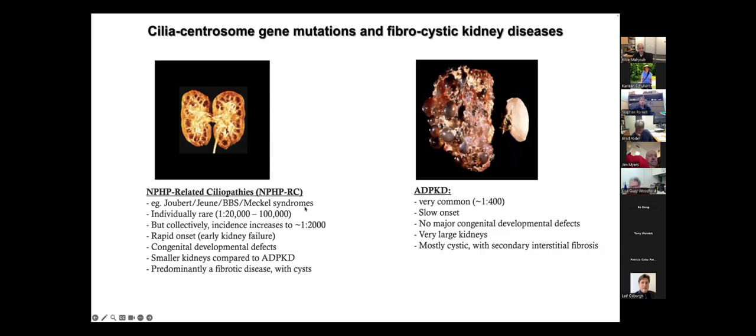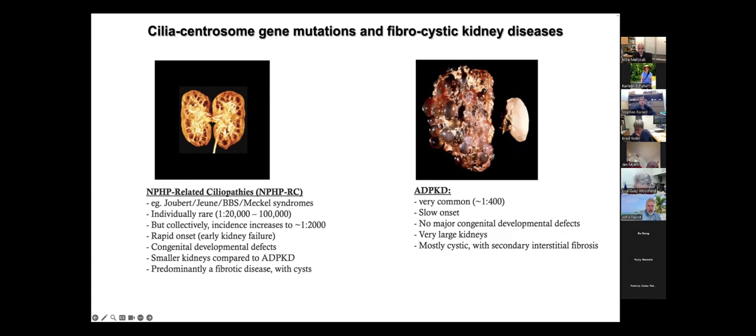So it's pretty common. Unlike ADPKD, which we all know is very slow and progressive, these diseases are very early onset. So clinically, they're much more severe. They reach renal failure very early, within the first or second decade of life. These come with congenital kidney developmental defects, whereas ADPKD kidneys typically develop normally. They're smaller kidneys, of course, whereas ADPKD kidneys get very, very big and very cystic. And these diseases are predominantly fibrotic with cysts as secondary.